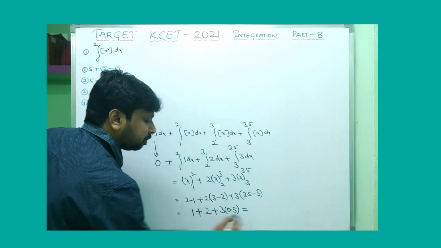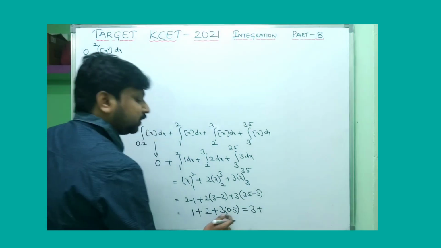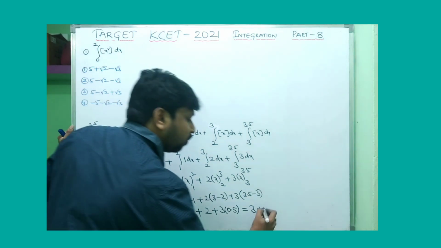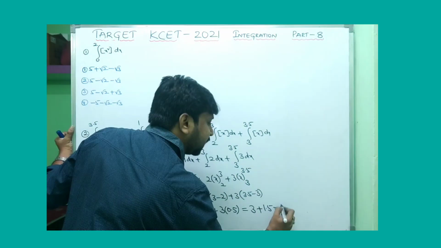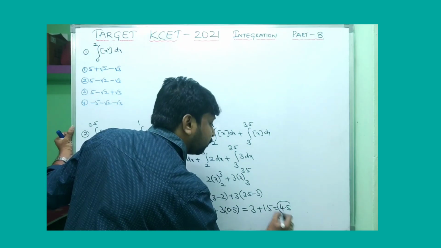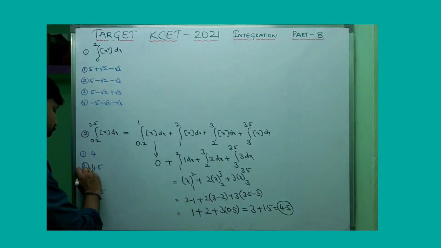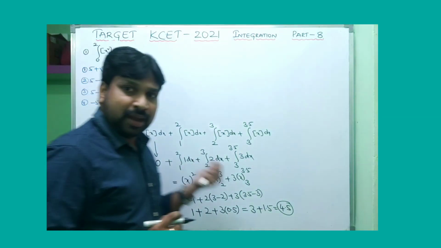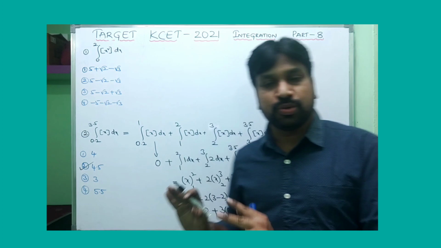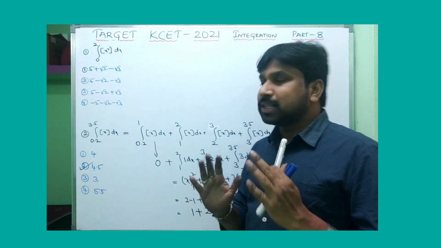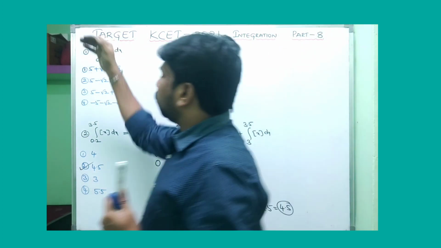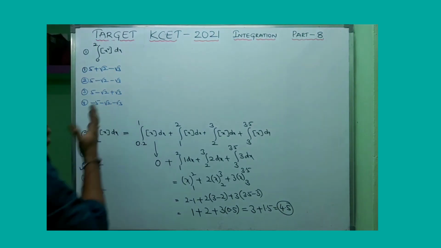This is equal to 1 plus 2, 3 plus 3 into 0.5, 1.5, and hence the answer is 4.5. This is the most important question and somewhat easy level question only. Now let's move to this question. Integral 0 to 2 bracket x square dx.